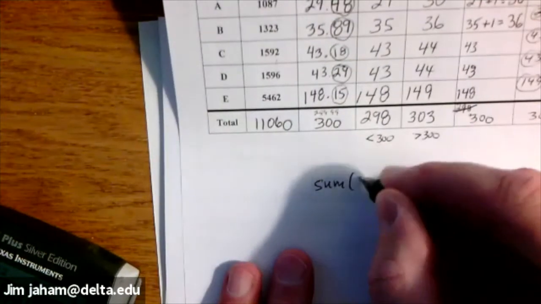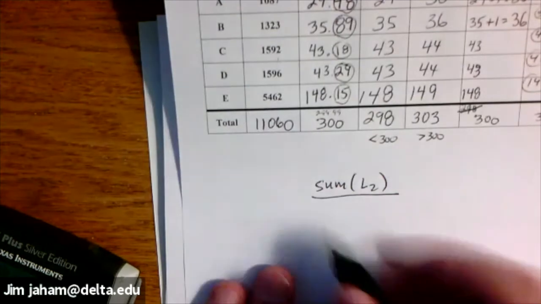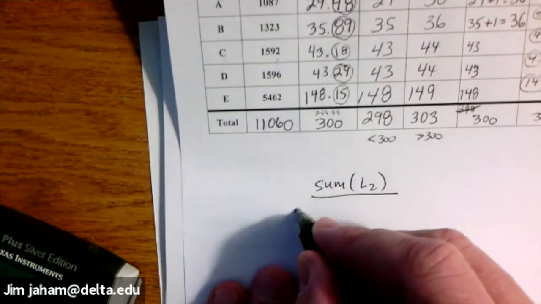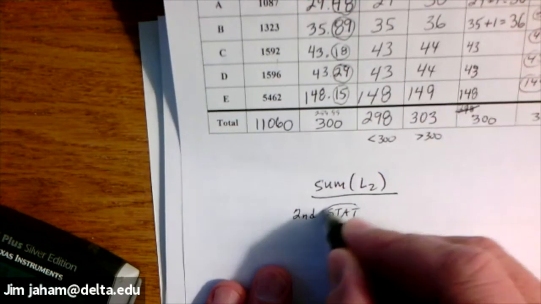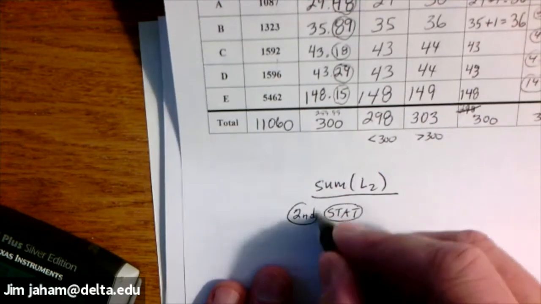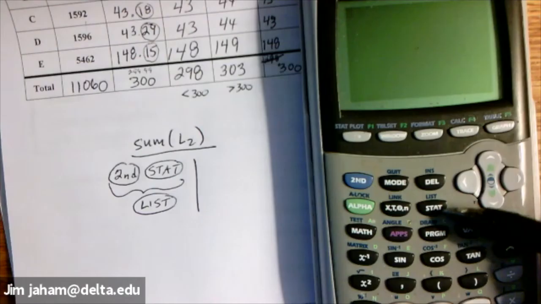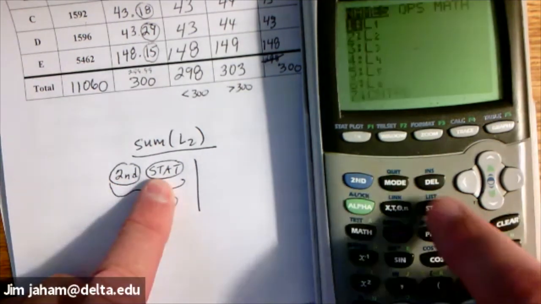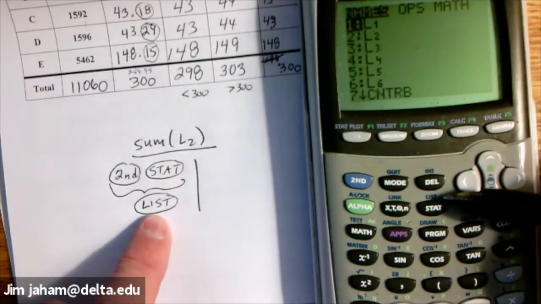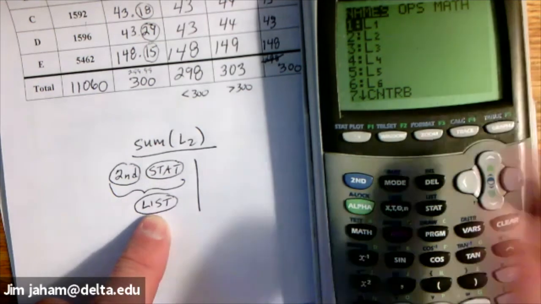If you wanted to do sum of L2, if you wanted to add up all the numbers in L2, you would go to second and then stat. And those two together make up the list commands. Stat, right above stat is list. So second and then stat, right above stat gives you the list command. So here you are. Then you want to go over to the math menu.